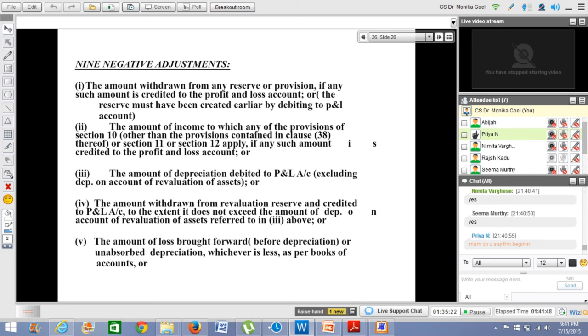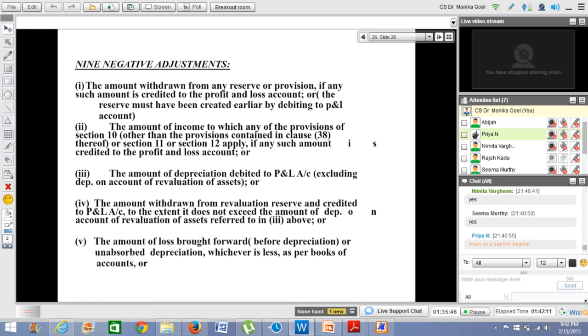Fourth is, you will now reduce the revaluation depreciation subject to the condition that you will reduce the revaluation depreciation or withdrawal from revaluation reserve, whichever is lower. Revaluation depreciation or withdrawal from revaluation reserve, whichever is lower.